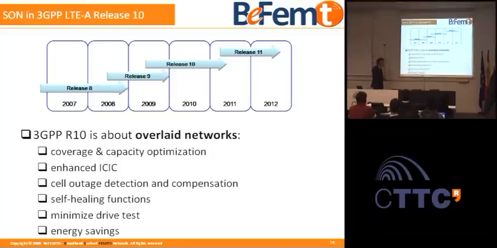Release 10 moved away from a single network and looked at overlay networks. So if you have a macro cell and a micro cell, how does that go? How do you load the traffic back and forth? How do you optimize it in an automated manner without spending time to actually configure the system? Again, there were coverage and capacity optimization tools, enhanced interference control, and loads of self-healing functions, and energy savings came in for the first time.